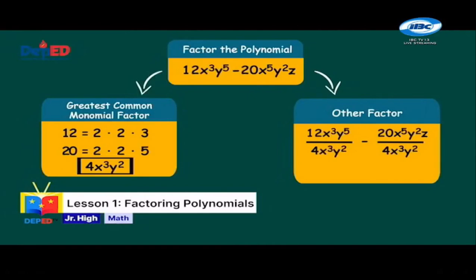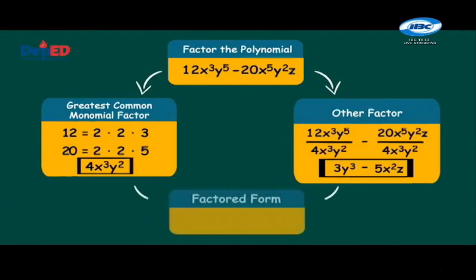The first term of the factor will be 3y cubed minus the second term. What do you think it will be? 20 divided by 4 is 5. Then applying the laws of exponents, we will have x squared and z, since y squared divided by y squared is 1. Step 5. Write the polynomial in factored form. In this example, we have shown that 12x cubed y raised to 5 minus 20x raised to 5 y squared z is equivalent to 4x cubed y squared times the quantity 3y cubed minus 5x squared z.